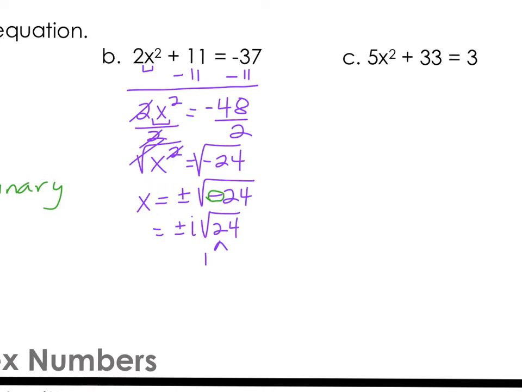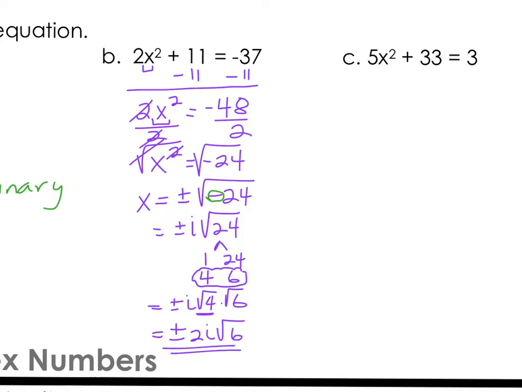I know it breaks down into 1 times 24, 4 times 6, 9 doesn't go in, 16 doesn't go in, and then we're at 25. So this pair is going to be the pair with the biggest perfect square factor. I'll rewrite this then as plus or minus i, square root 4 times square root 6, and the square root of 4 is 2. So this becomes plus or minus 2 times i, square root 6.